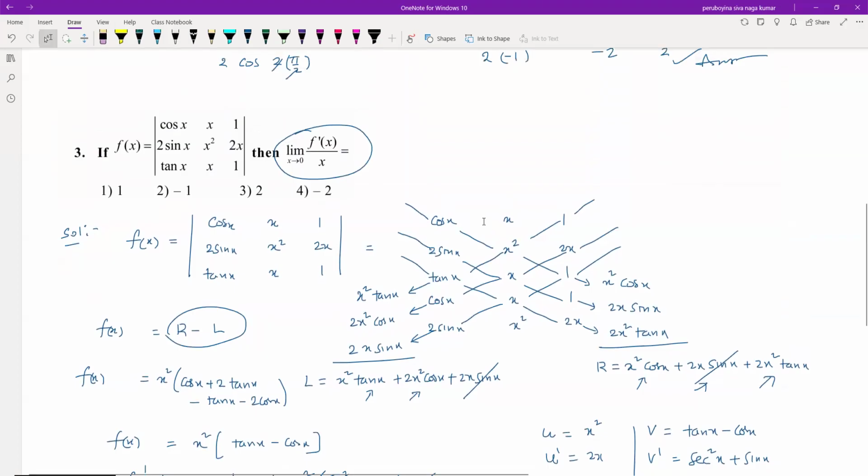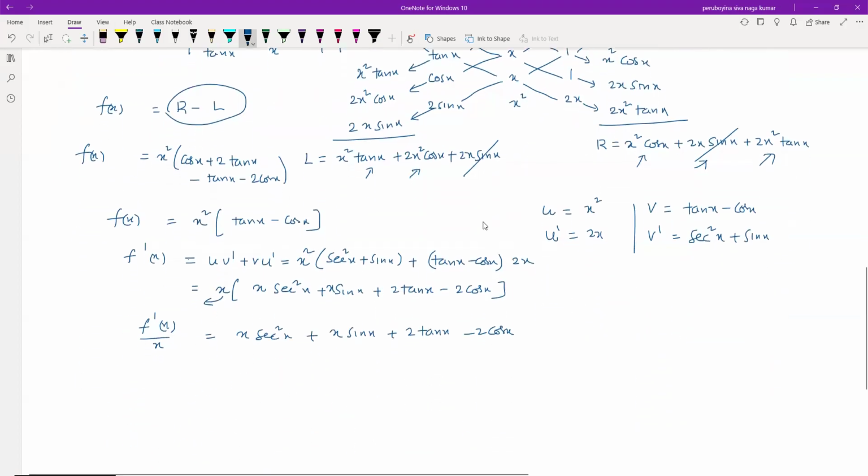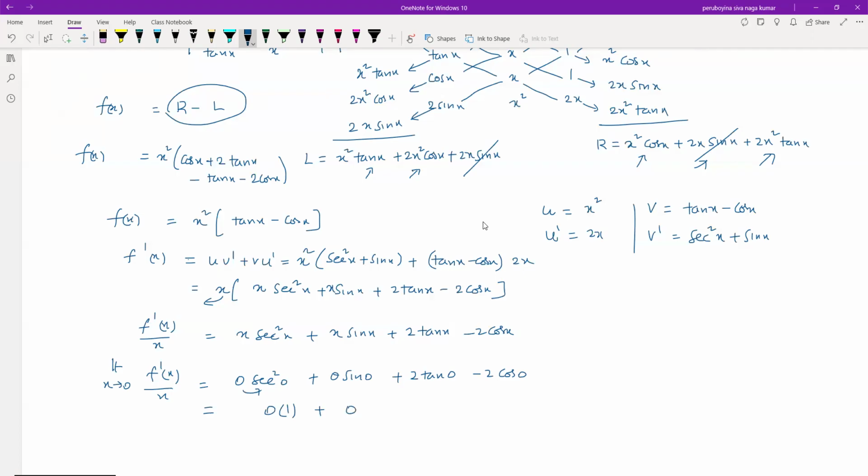Now the limit is approaching 0. So limit x tends to 0 of f dash x by x is equal to, wherever x is, there substitute 0. 0 into sine 0 plus 2 tan 0 minus 2 cos 0. 0 into anything is 0. Of course, secant 0 is 1 there. Both are zeros. This is also 0, but 2 into this is cos 0 is 1. So minus 2 will be the answer to this question.